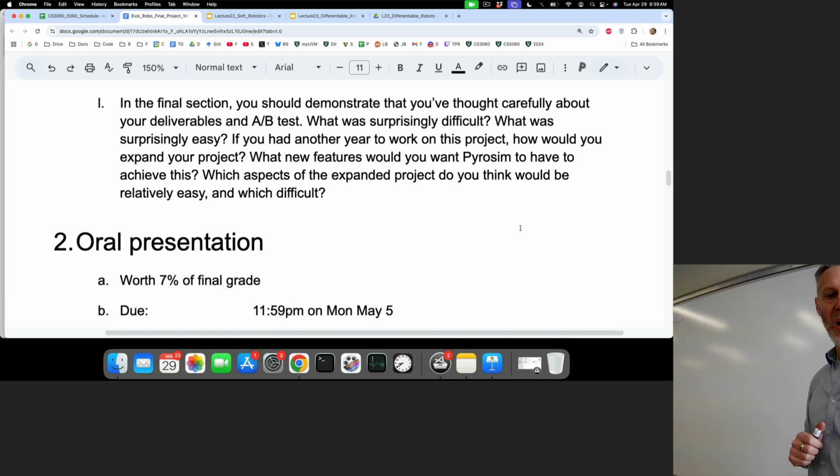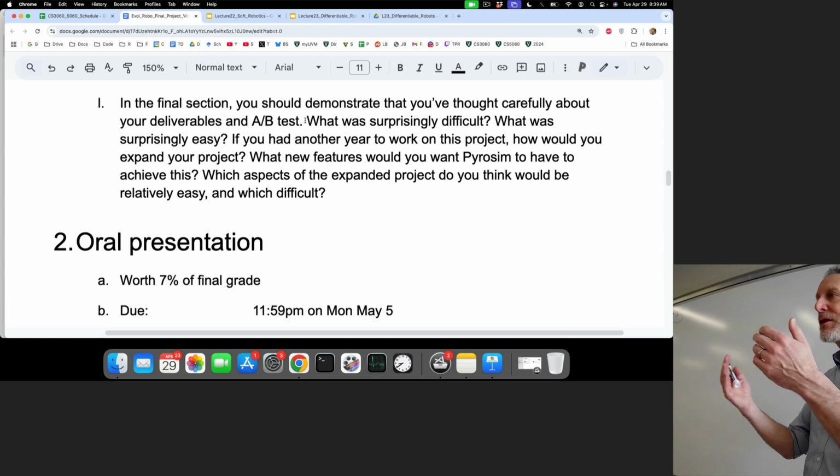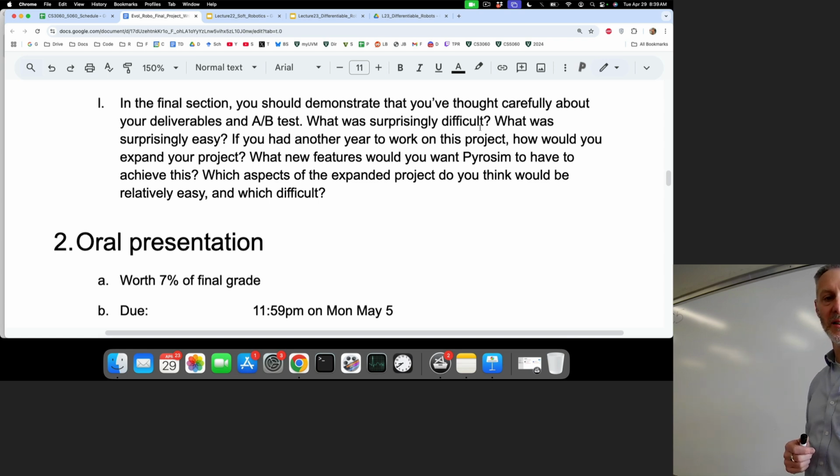Fourth and final section, you should demonstrate that you thought carefully about your deliverables and the A/B test. By next Monday, you will have done a lot of work. I want you to think back over that process. What was surprisingly difficult? What was surprisingly easy? You all now have a lot of experience wrestling with physics engines and evolutionary algorithms and neural controllers. Each one of these things is non-trivial to get right. Putting them together and getting them to work well together, also non-trivial. What was easy? What was hard?